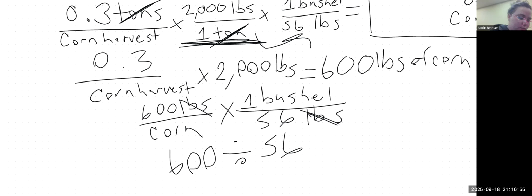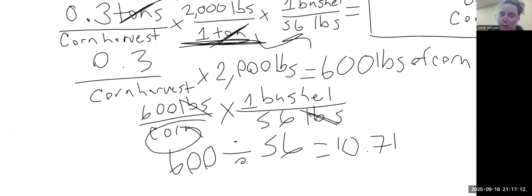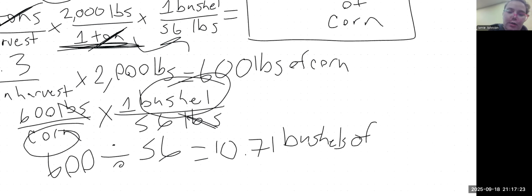Now I typed it into my calculator: 600 divided by 56 equals 10.71. 10.71 what? What do we have left? We have corn, we have bushels. Anything on the top goes first, so bushels of corn. We can write that up here, 10.71.